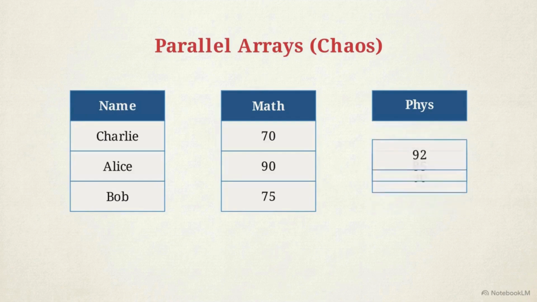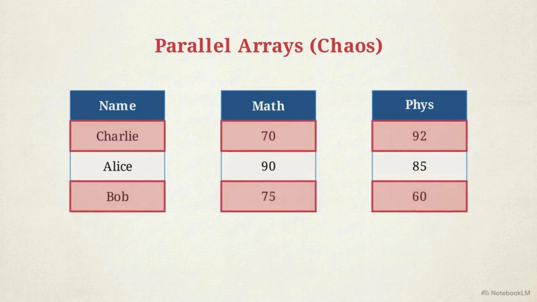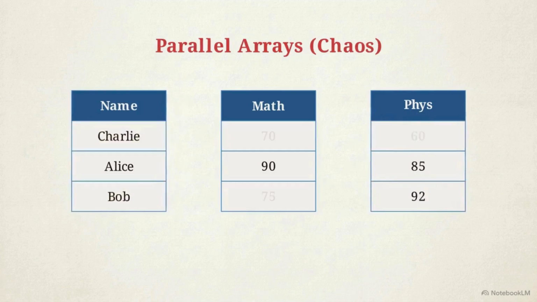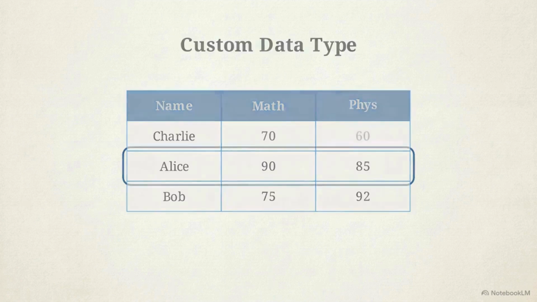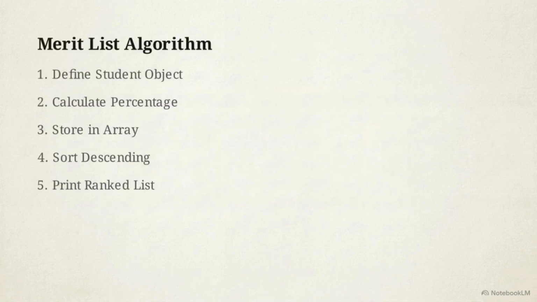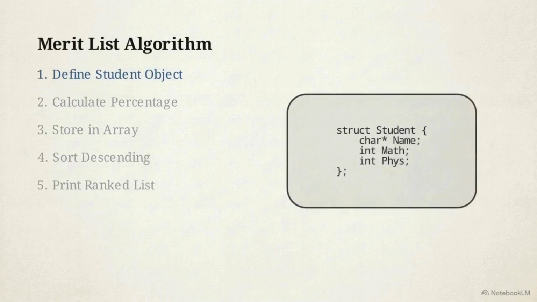If you try to track this data using separate arrays, one for names, one for math scores, one for physics scores, you create chaos. Every time you sort or move a student's rank, you have to perfectly synchronize multiple disjointed lists. To solve this, you have to pack those disparate pieces of data together into a single, unified custom data type.